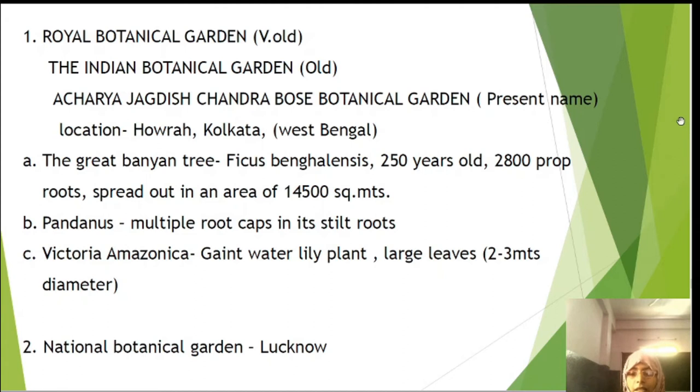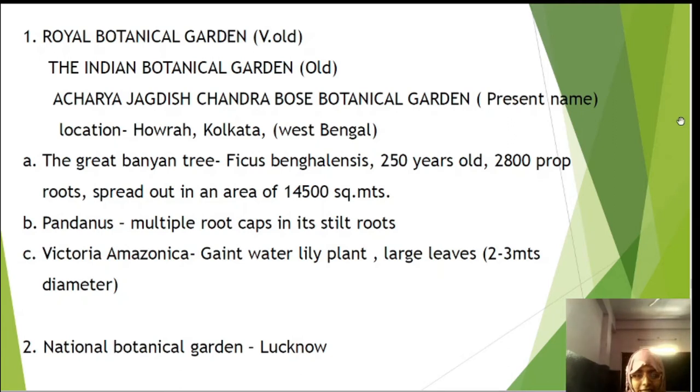Initially, in India, a very old botanical garden named Royal Botanical Garden was present in Calcutta. Later on, after years had passed, it was named the Indian Botanical Garden. The very old name of the garden was Royal Botanical Garden, and later the name changed to the Indian Botanical Garden.